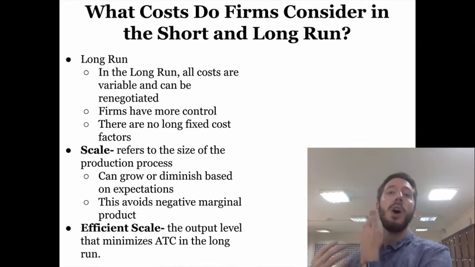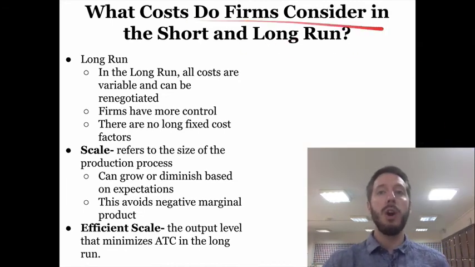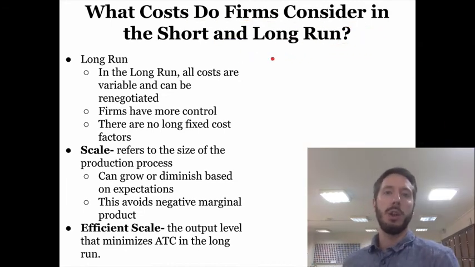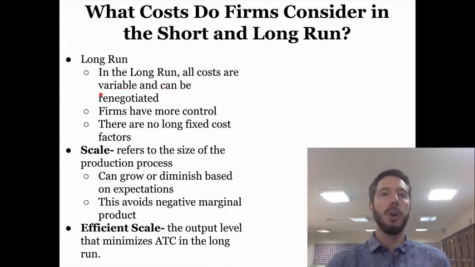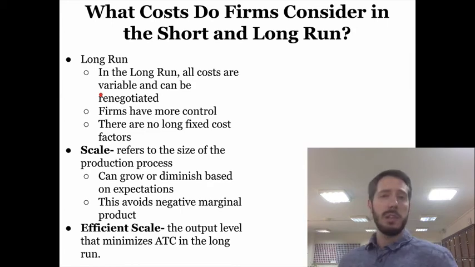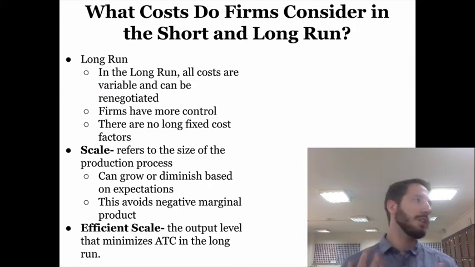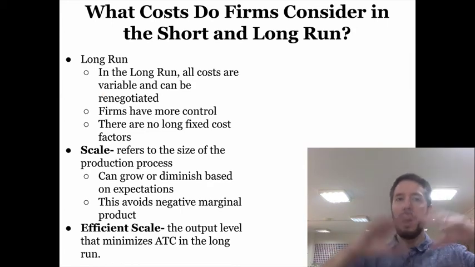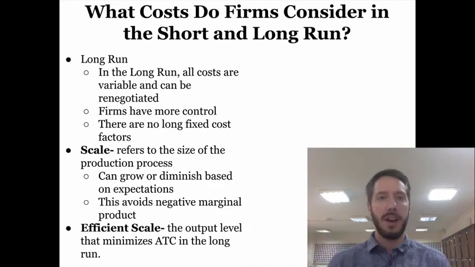So that's all small scale, short run. If we're looking at what costs do firms consider in the long run, those things change. Because in the long run, all costs are variable. You can negotiate your rent. You can move. You can use loopholes to fix your taxes. You can change the insurance plan you have. So in the long run, nothing is fixed. Everything is variable. And firms have more control.